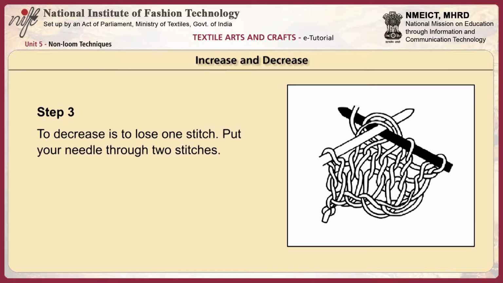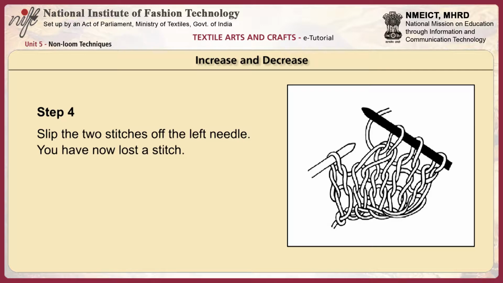Step 3. To decrease is to lose one stitch. Put your needle through 2 stitches. Step 4. Slip the 2 stitches off the left needle. You have now lost a stitch.